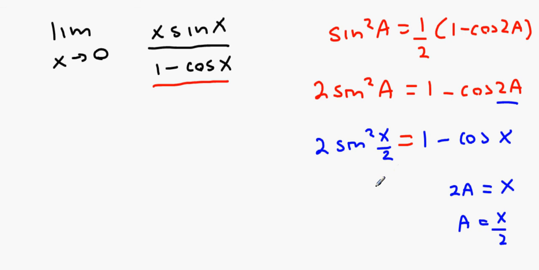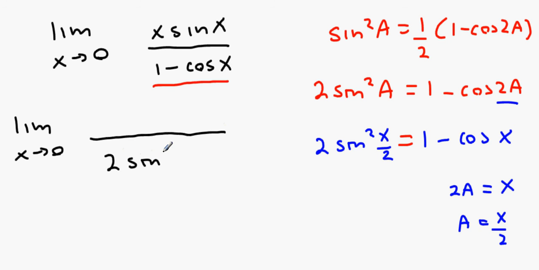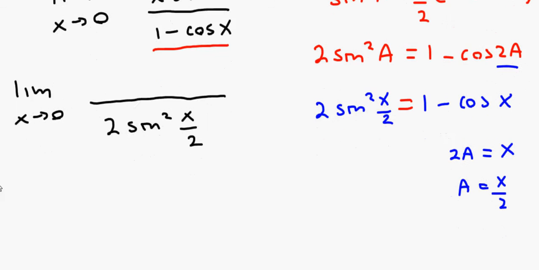Okay, let's go up and manipulate this now. Limit as x approaches 0. And now on the bottom, we're going to have 2 sine squared x over 2. Okay, now what we're noticing is that the top is incompatible with the bottom, because there are different angles involved, okay? So in order to change these angles, we're going to have to look at sine x.